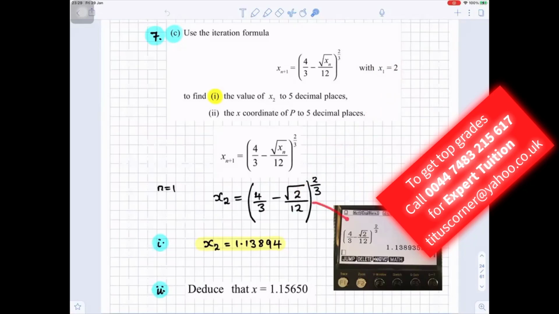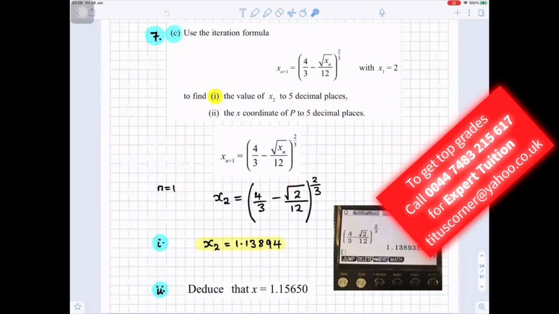And if you put all of that in your calculator, I've taken a screenshot of the calculator. You put that in your calculator all at once. Careful, put the brackets. You get 1.13894 to 5 decimal places. So you round it to 5 decimal places.